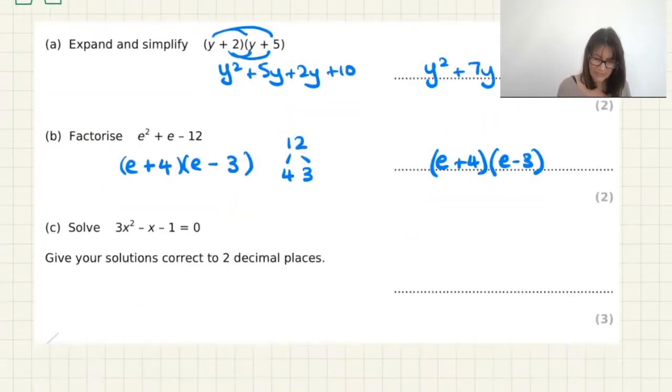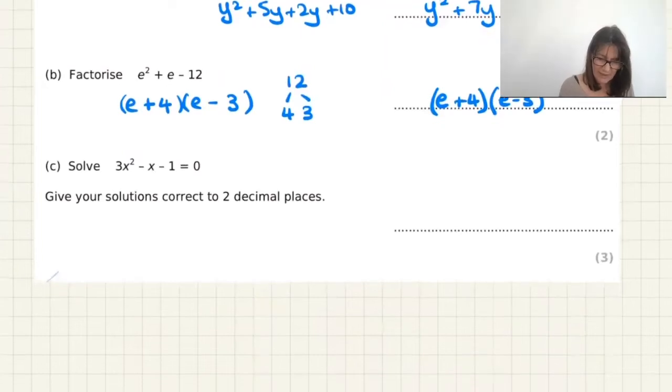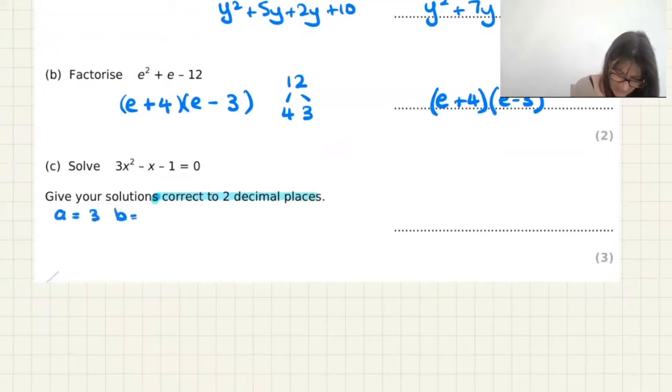The next question we have, in the question itself: give your solutions correct to 2 decimal places. So the first thing to note is the S here, solutions. That's telling you there's more than one answer. And correct to 2 decimal places is telling you that it's going to be the quadratic formula. It has to be. We don't do to 2 decimal places in factorizing, do we? So I'm going to write down what my A is. A is 3, B is equal to -1, C is equal to -1.